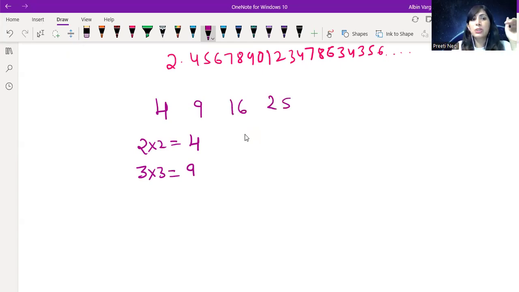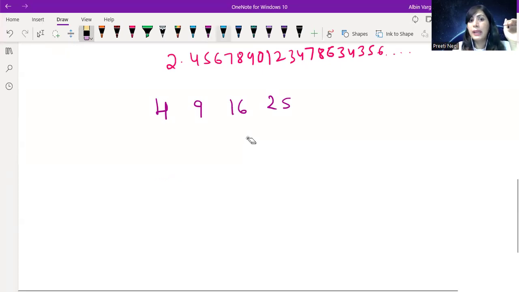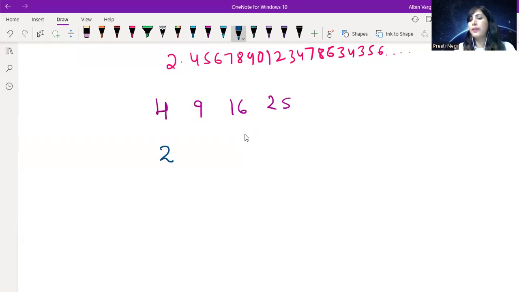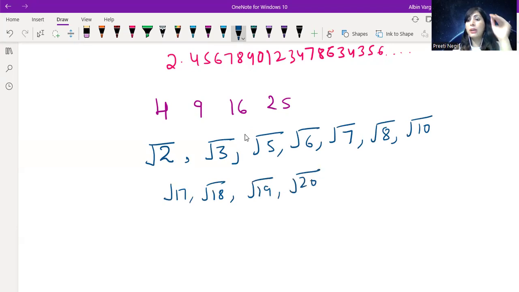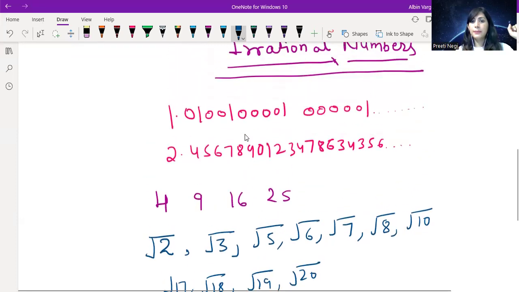So numbers which are a square, those are rational numbers, right? But numbers which are not a square of any number, like 2. 2 is not a square of any number. So root 3 is not a square of any number. Root 3, root 5, root 6, root 7, root 8, root 10, root 17, root 18, root 19, root 20, any number which is not a perfect square, those numbers again will be irrational numbers. Okay, is this clear? Right?